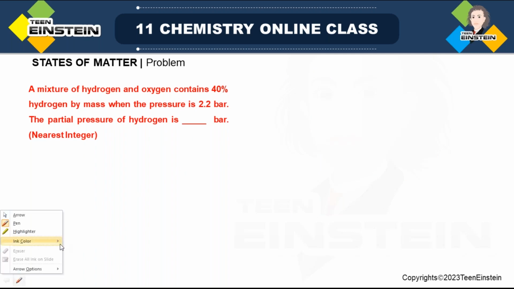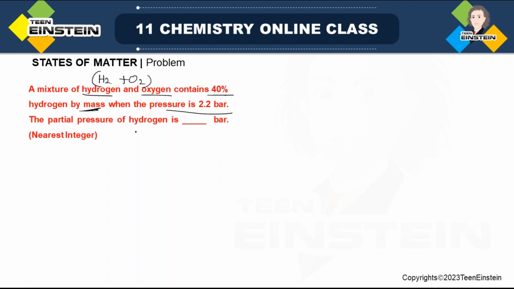Here we have a problem related to this. We have a mixture of hydrogen and oxygen, that is, this mixture of H2 and O2, and it contains 40% of hydrogen by mass. So with respect to mass, out of 100, 40% is the mass of H2. The rest of the portion, that is 100 minus 40, 60%, will be the mass of O2. So this is the first piece of information. And pressure is given as 2.2 bar. From this information, you have to find the partial pressure of the first component, which is hydrogen.